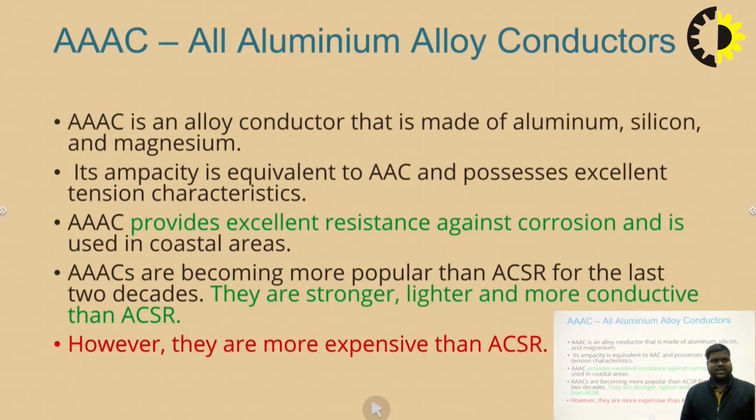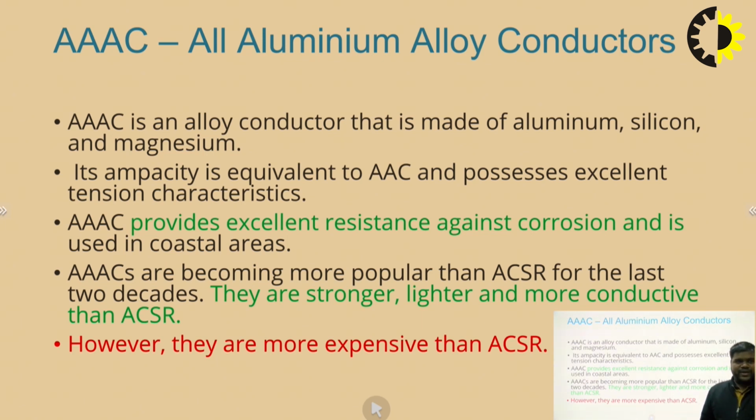The other one is AAAC, all aluminum alloy conductors. It's an alloy conductor made up of aluminum, silicon, and magnesium. Its ampacity is equivalent to AAC, which I showed in a previous slide, and it possesses excellent tension characteristics. AAAC provides excellent resistance against corrosion and is used in coastal areas like AAC.